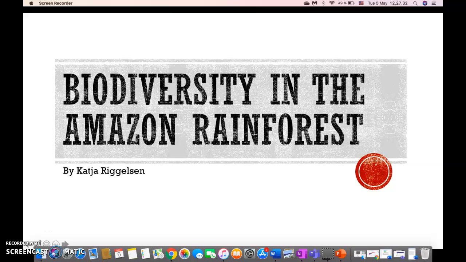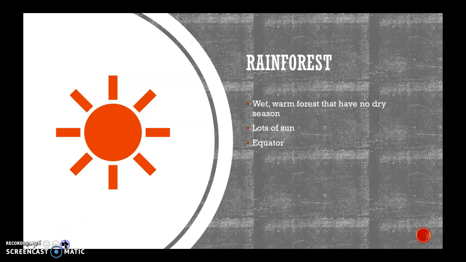Okay, so for this module, I chose to work with the Amazon rainforest as the ecosystem, and biodiversity. Starting off with some general stuff about rainforests: they're wet and warm forests that have no dry seasons. It's moist all year round, but they also get exposed to a lot of sun because rainforests are usually located on the equator, and that's also the case with the Amazon rainforest, since it is in the South American region.